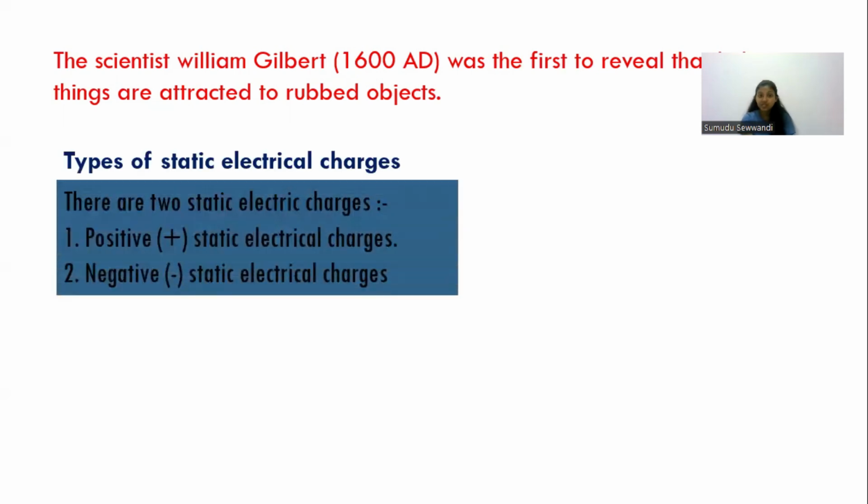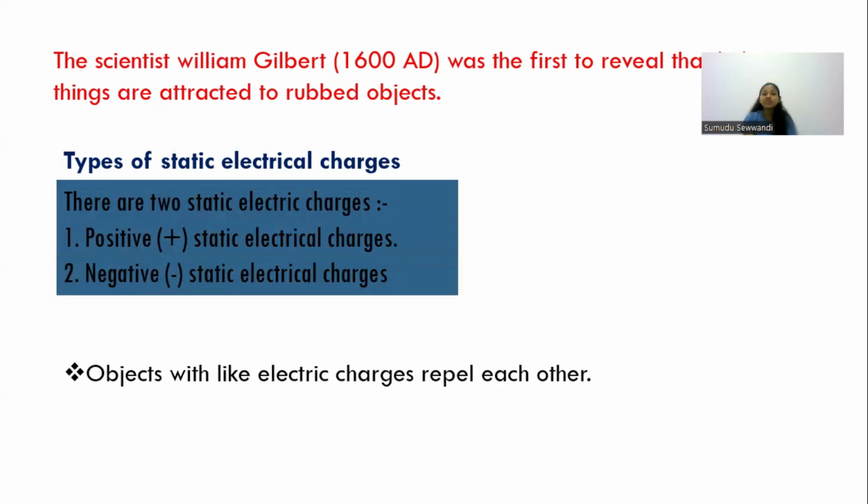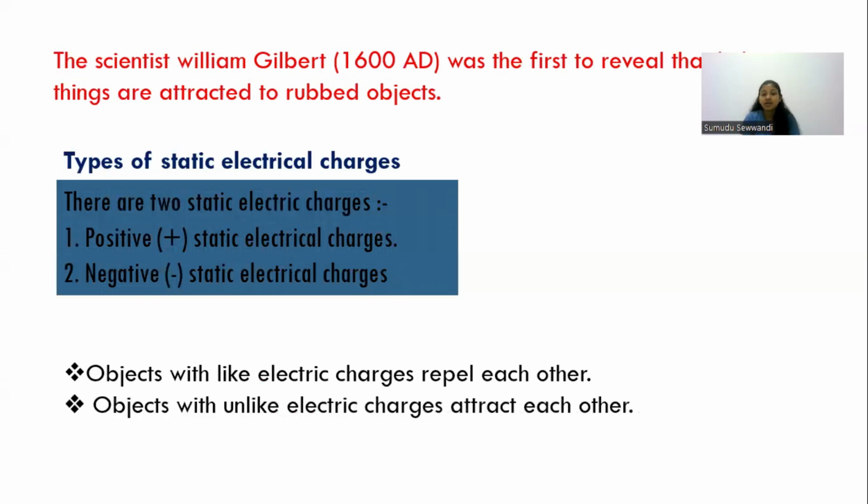There are two types of static electrical charges. One is positive static electric charges and the other is negative static electrical charges. Objects with like electric charges repel. Like means same. Positive, positive repel. Negative, negative repel. And objects with unlike electric charges attract each other. Unlike means different. Negative, positive, they attract each other.